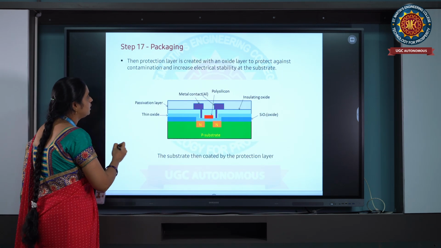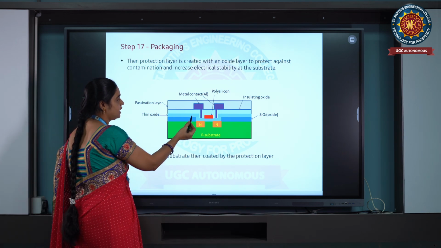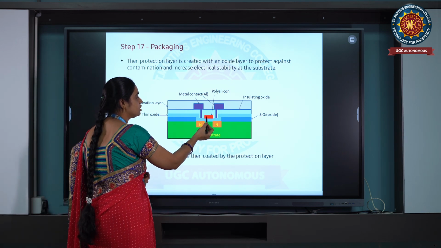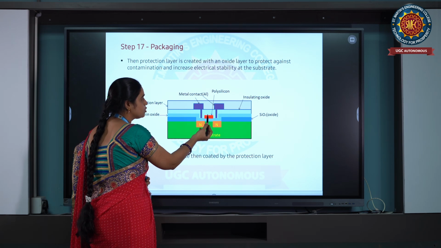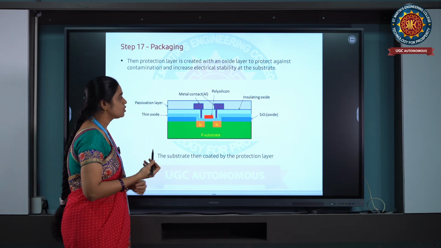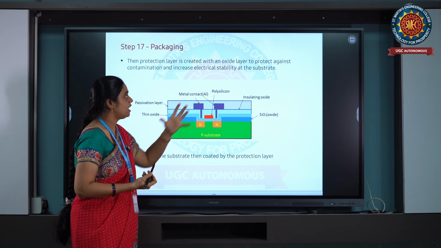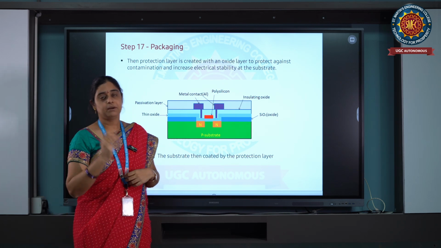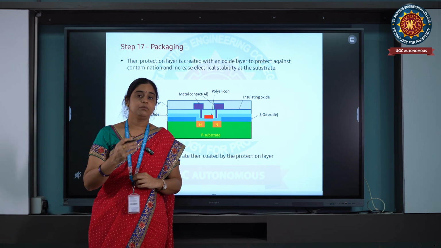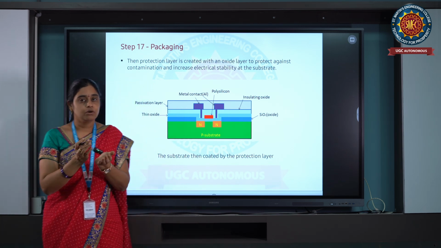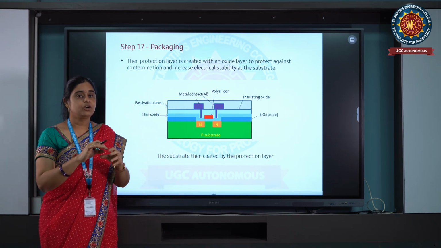So you can see that finally we have got metal contacts at source, drain and also the gate. The gate will have the metal contact. So overall, we have to make the packaging. What is the purpose of packaging? Packaging will provide protection to our IC. Packaging will protect our IC.